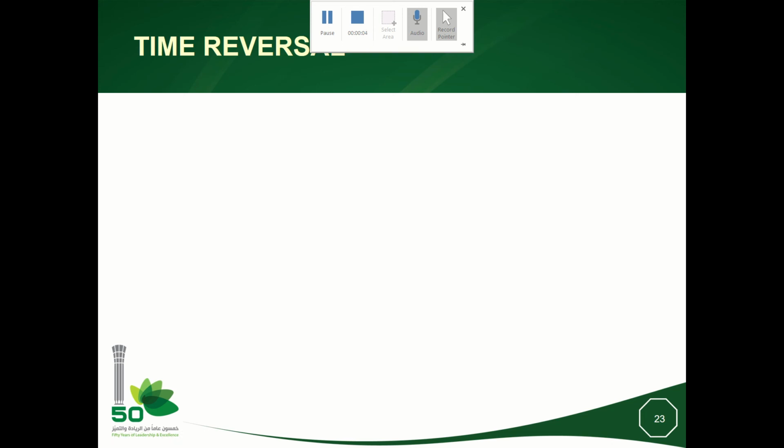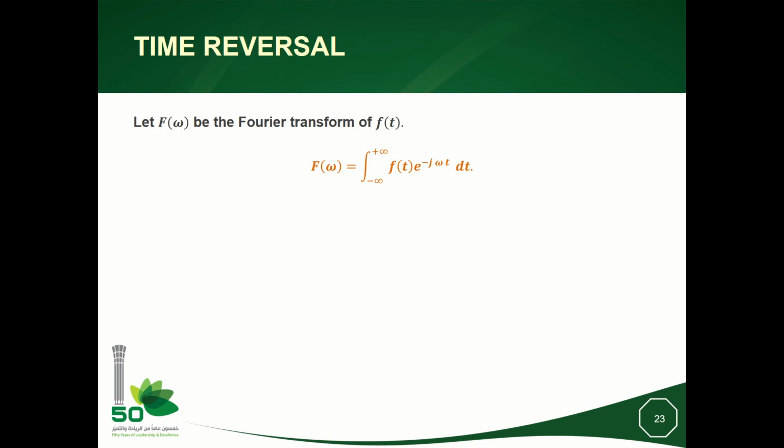Okay, today I will continue with the time reversal property of the Fourier transform. By definition, the Fourier transform is given by this integral formulation. And the objective here is to find the Fourier transform of f of minus t. So we replace the argument by minus t instead of t. And we will note F minus of omega the Fourier transform of f of minus t.